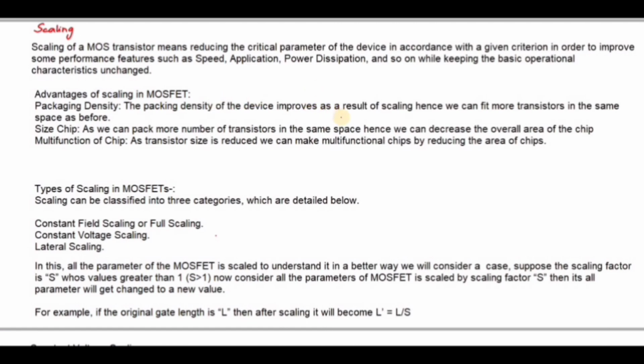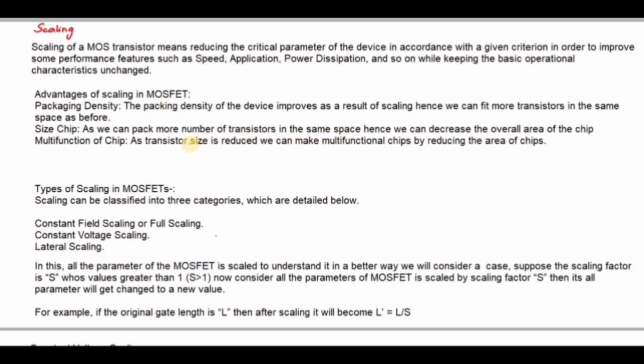So the advantage of scaling in the MOSFET is packaging density, right? If I reduce the size of the transistor, I can accommodate more transistors. There will be more space, so the packaging density increases. Next, the size of the chip. As we can see, by packaging more transistors in the same space, we can decrease the overall area of the chip.